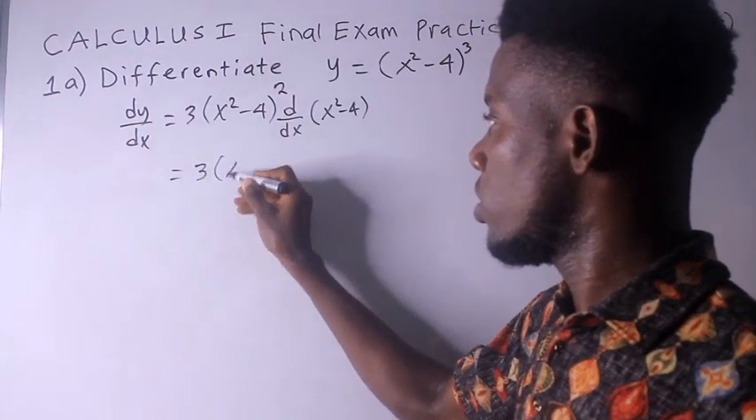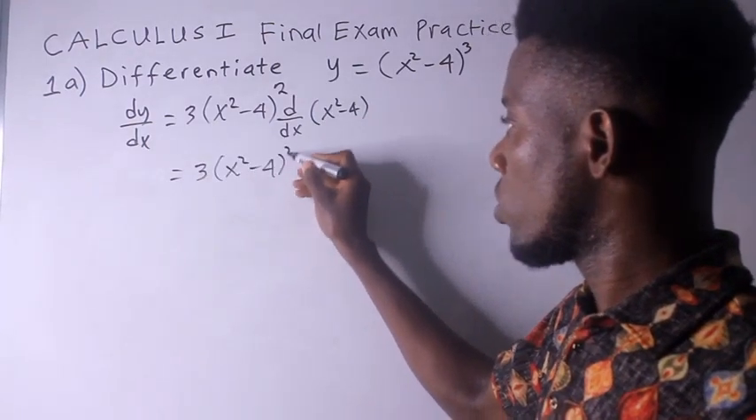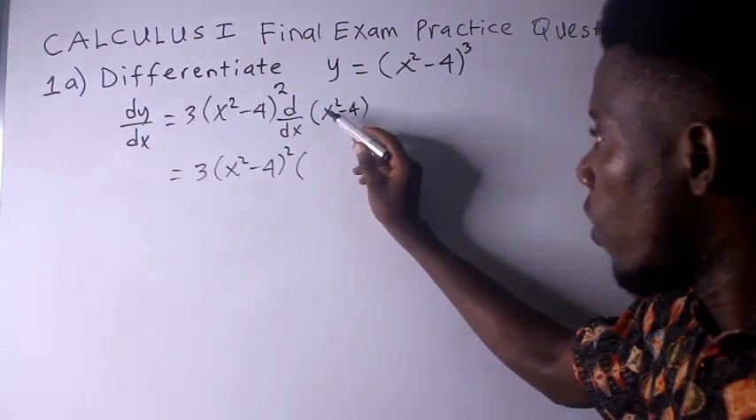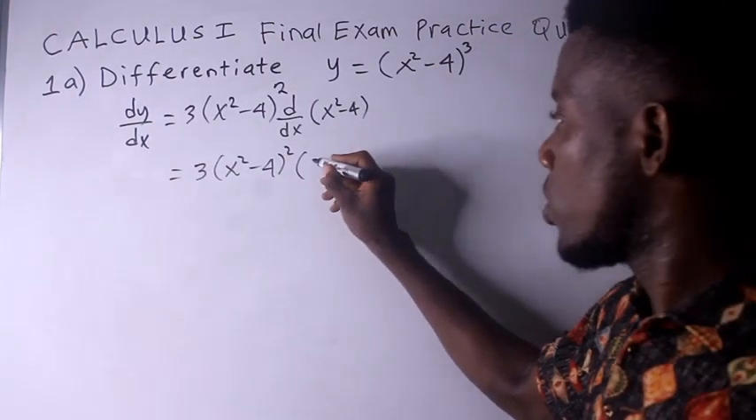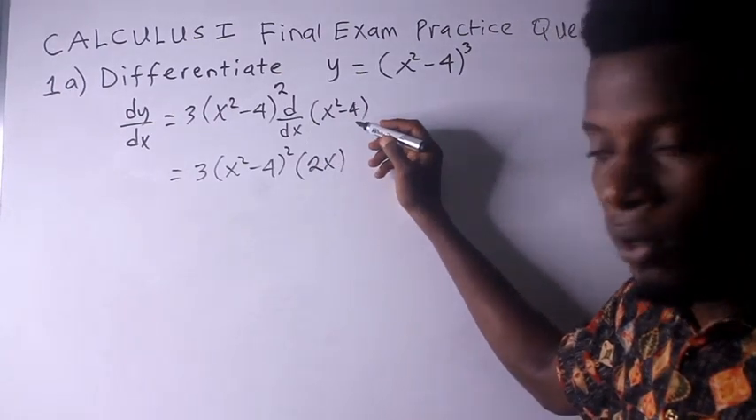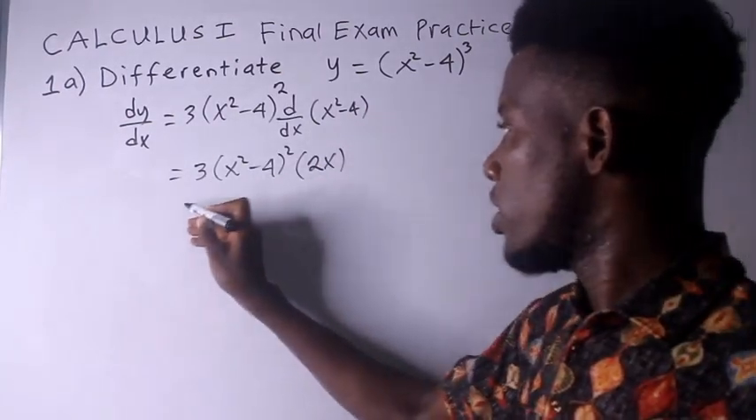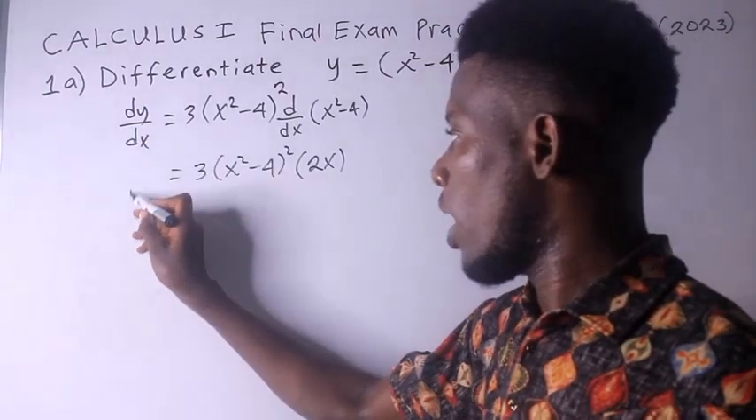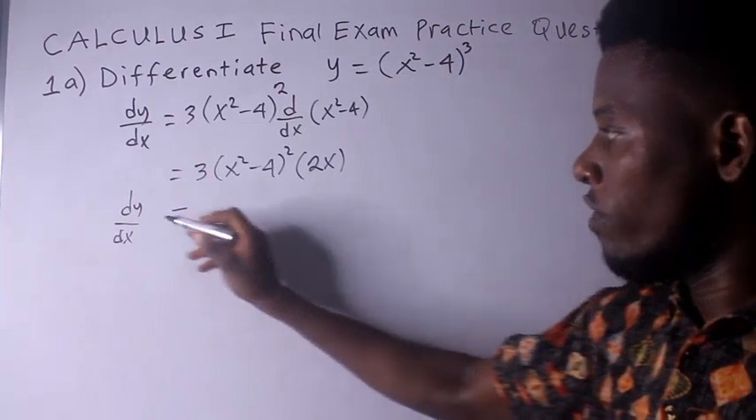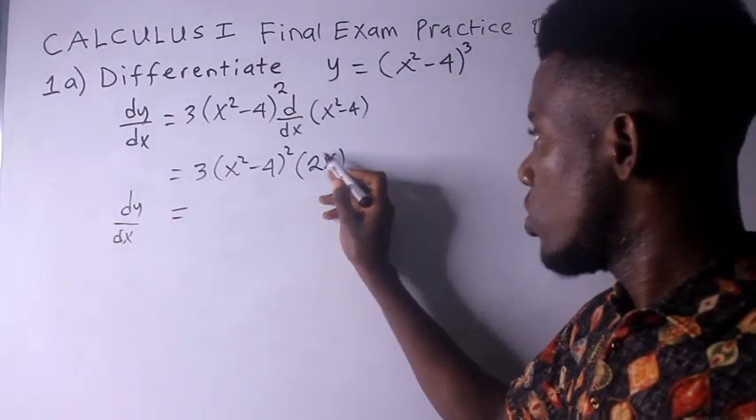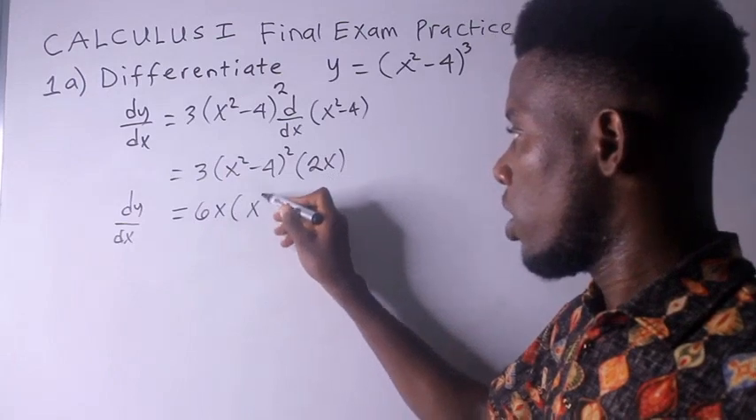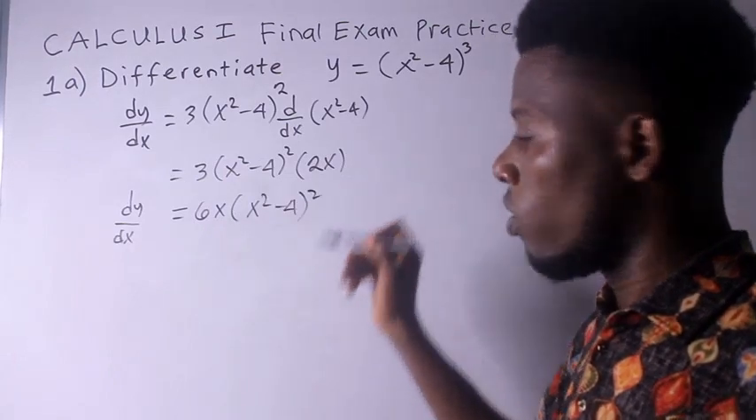3 times (x squared minus 4) all squared, times what is the derivative with respect to x of x squared minus 4? That's just 2x. The derivative of x squared is 2x, the derivative of negative 4 is 0. So go right ahead and simplify. So dy by dx, which is the derivative of this function with respect to x, is equal to 2x times 3, that's 6x, times (x squared minus 4) all squared.